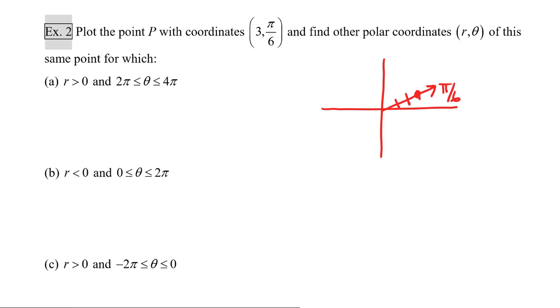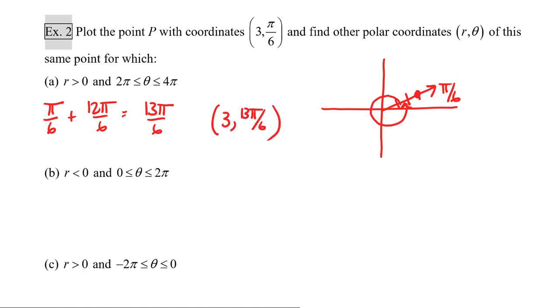Now for part A, we want to have a positive radius, but theta has to be between 2 pi and 4 pi. Well, we know that if I were to add a full rotation, I could get an angle that's between 2 pi and 4 pi that still represents the terminal side. So I'm going to take my pi over 6, and I'm going to add 2 pi, which is 12 pi over 6, and I am going to get a theta that's equal to 13 pi over 6. So now I'll describe this point as 3 and 13 pi over 6.